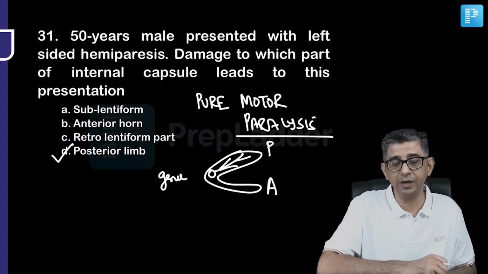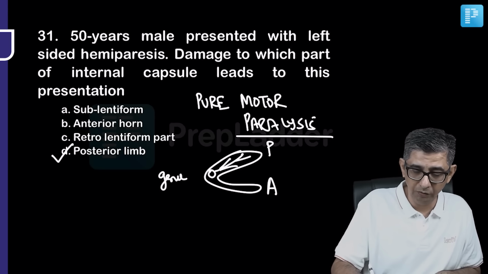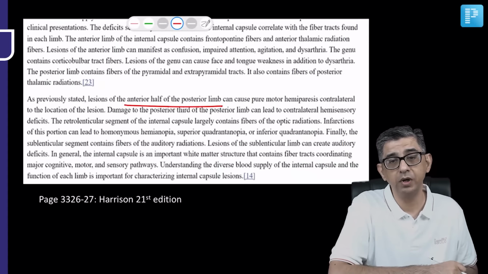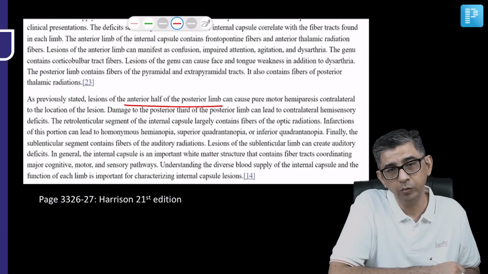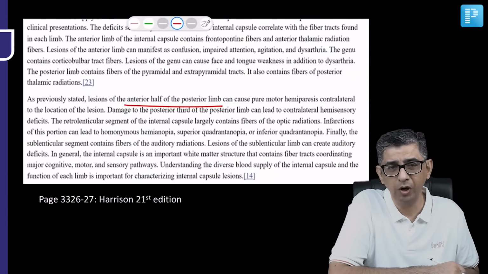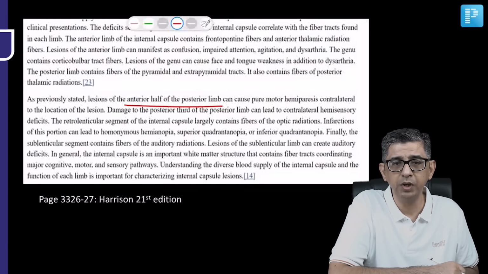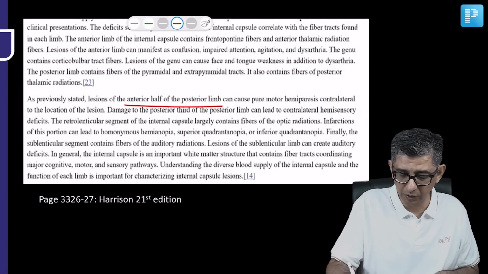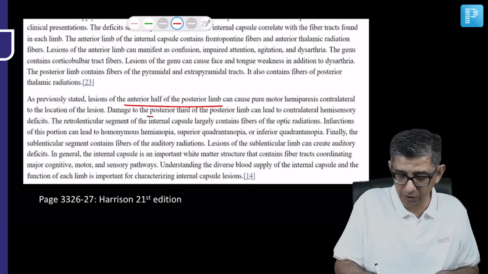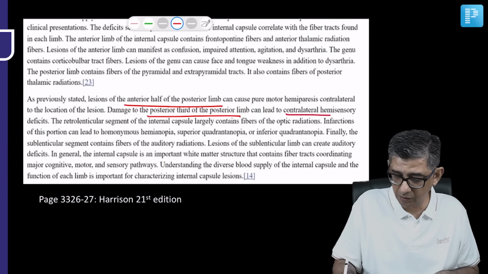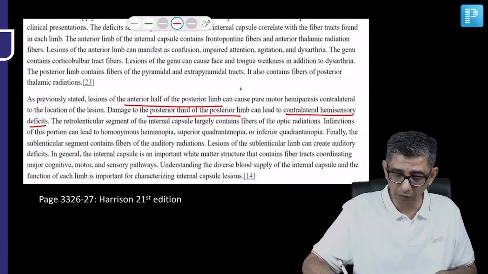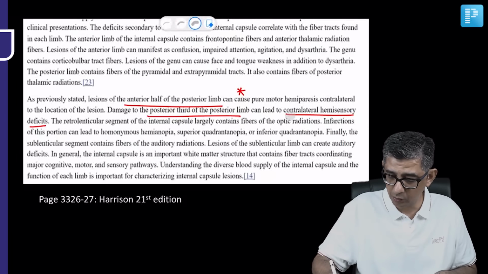And I'll just make you practice this. The main information to be remembered by you is that if the anterior half of the posterior limb is involved, then it can contribute to pure motor paralysis. Obviously, it would be contralateral to the site of the lesion. If there is going to be damage to the posterior third of the posterior limb, get the words right, posterior third of the posterior limb, then it can result in contralateral pure sensory deficits. So you could be having a pure motor involvement, or you could be having a pure sensory involvement in a patient.